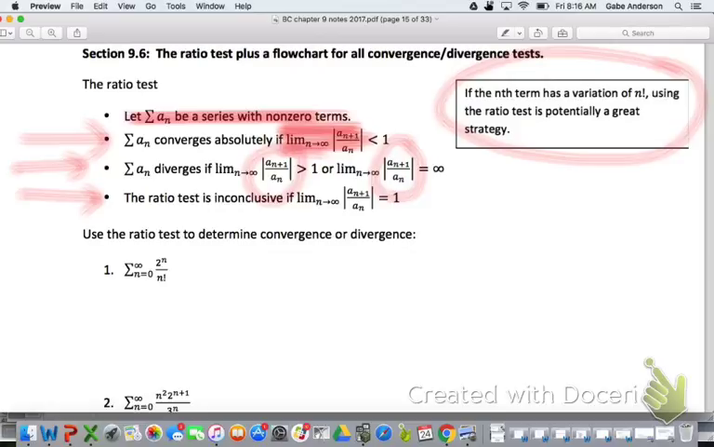So a sub n plus 1 over a sub n means you bring like a sub 2 over a sub 1? Yep. So one term in the bottom, the next term in the top. Okay. So let's try this out.